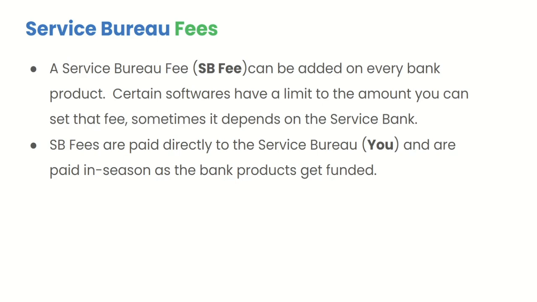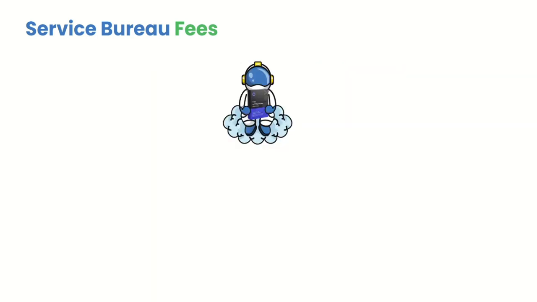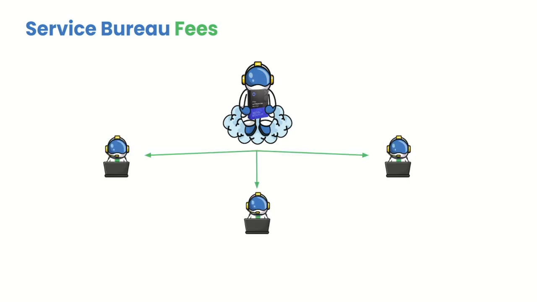Fee paid to your bank account. So let's break down a little bit of the hierarchy just to really show this. Here you are, you're the service bureau, you've got your tax software, and you're selling software to EROs. So let's say you sell your software to these 3 EROs and you put a $50 service bureau fee on each one of these EROs.